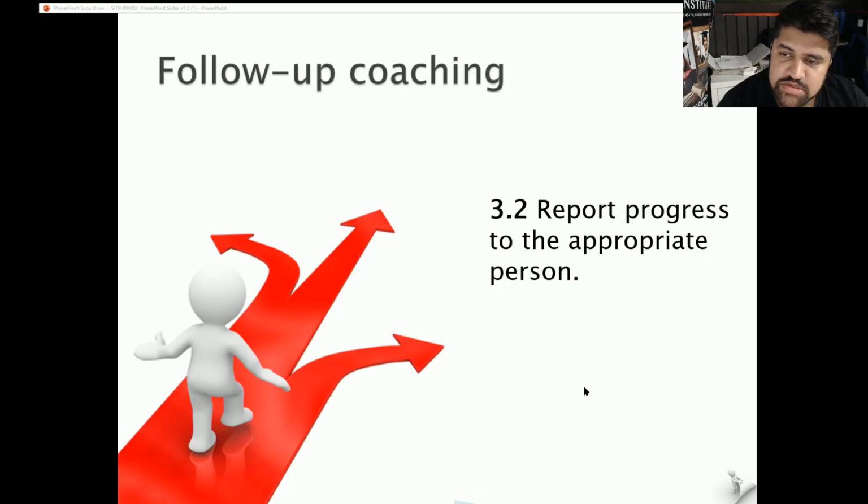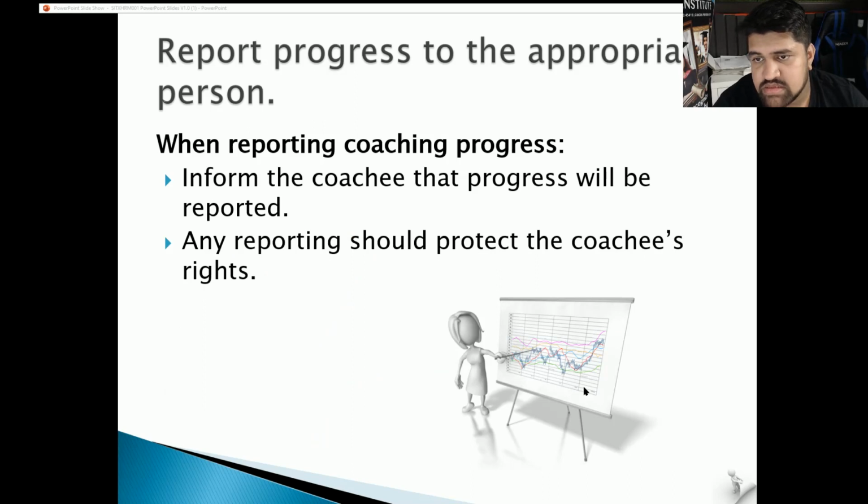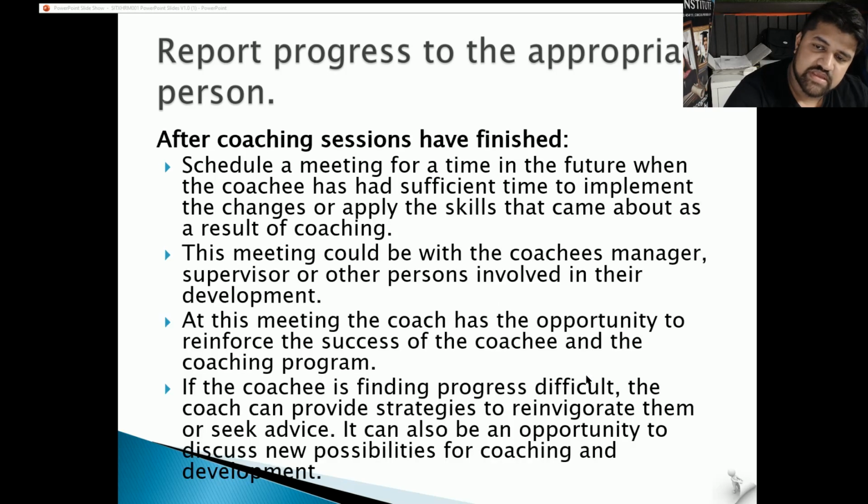Alright, 3.2, report progress to the appropriate person. When reporting coaching progress, inform the coachee that the progress will be reported. Any reporting should protect the coachee's rights. So like I said before, with privacy.